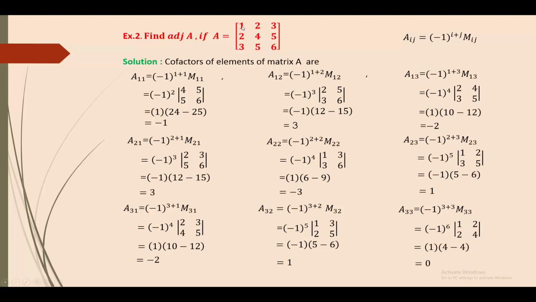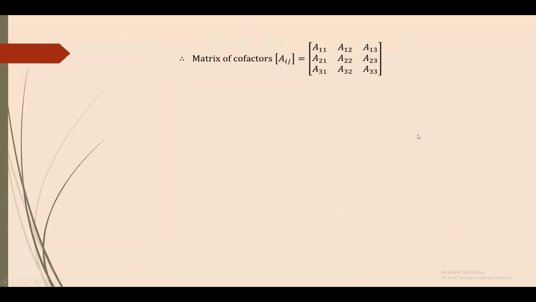And therefore the cofactor of A is, this is the first row, this is the second row, and this is the third row. First row is minus 1, 3, minus 2. Second row is 3, minus 3, 1. And third row is minus 2, 1, 0.